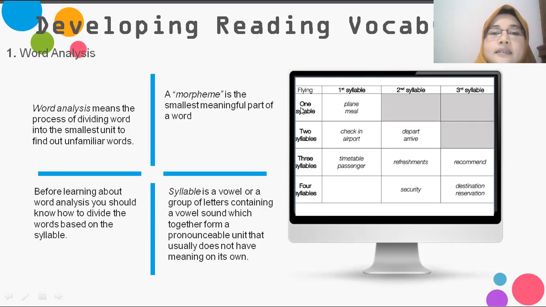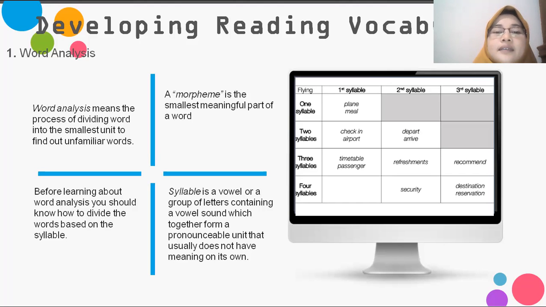In this example, you can see words that have one syllable, such as plane and meal. And then words that have two syllables, such as check-in, airport, depart, arrive. So these words have two syllables.